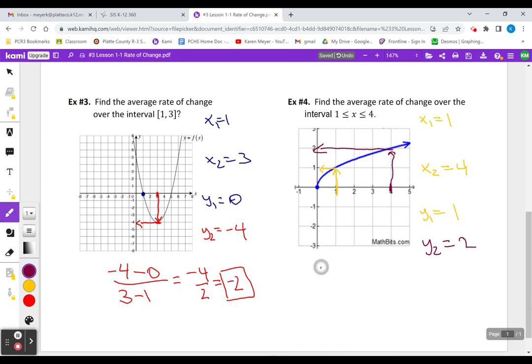So subtract your y's, 2 minus 1, over subtract your x's, which is 4 minus 1. And I come up with the answer of 1/3. Remember, slope can be a fraction. I don't want you to think every single time that it has to come up to be a whole number. And that's it.